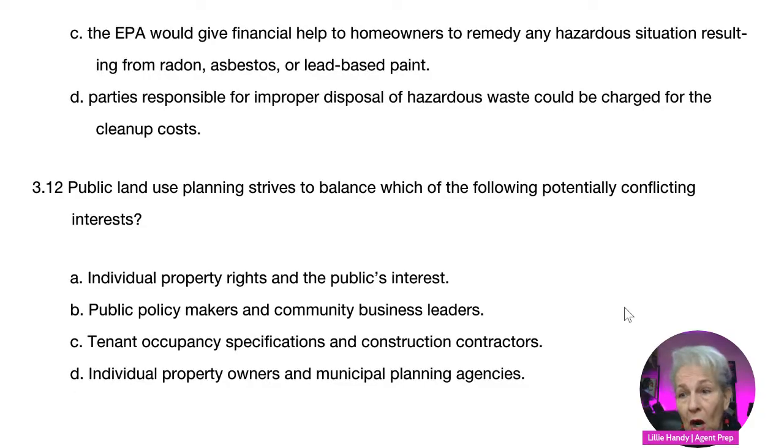Okay, like parks, streets, sidewalks, that type of thing. So the answer, let me type the answer first. 312 is A. So it says public land use. Tenant occupancy doesn't deal with that, they're using rental property, but it's not for public use. Public land use planning strives to balance which of the following potentially conflicting interests: property rights and public interest.